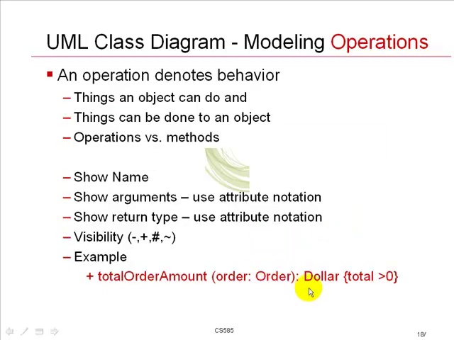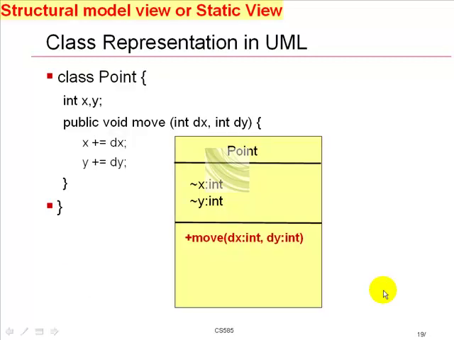In this example down here, we have a method that is public. The name of the method is total orders amount. It takes one parameter, which is an order type, an order object, and it returns a dollar object, and the constraint is the total should be greater than 0 when this method returns. You should never have a total that is less than or equal to 0. Okay, so this is how we do operations and attributes in UML, and this is exactly how we do a class diagram.